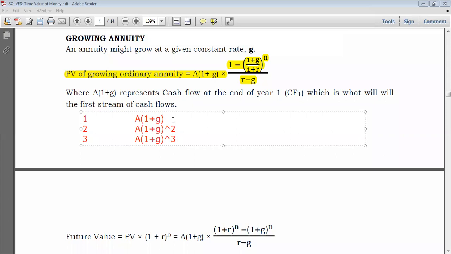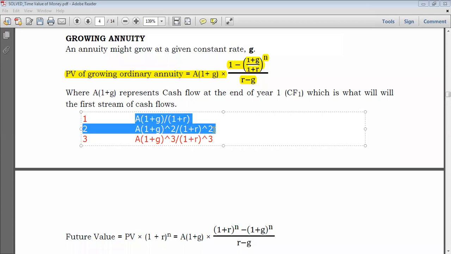Now, by doing this, we really need to obtain the present value here. So if you need to obtain the present value, you would have to discount all these values. At the end of year one, you have A(1 plus G), so you would have to discount it by 1 plus R, so I would say over 1 plus R. The same for year two: I would have to discount it twice, so I would divide by 1 plus R raised to the power of 2. As well as for year 3, I would do the same, 1 plus R raised to the power of 3. And then you have to add all these figures for year 1, year 2, and year 3.